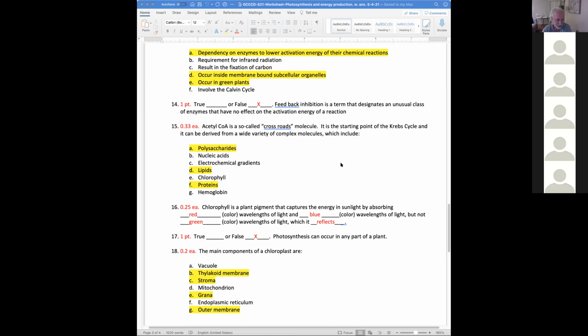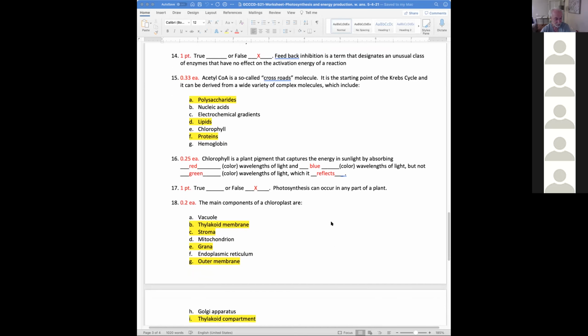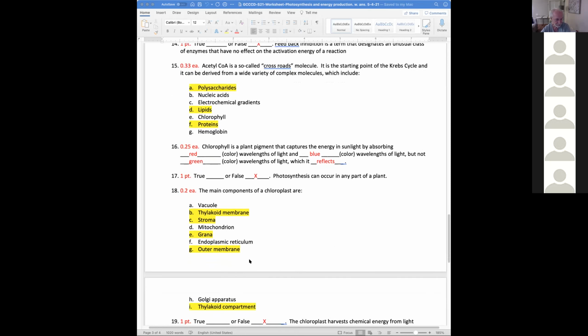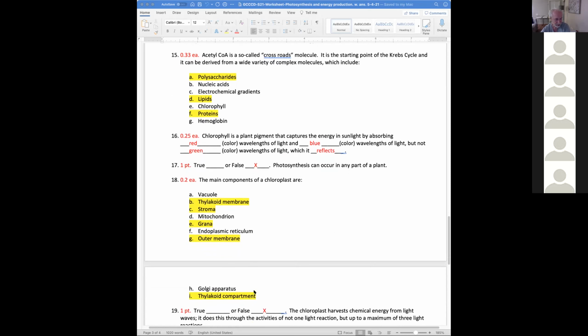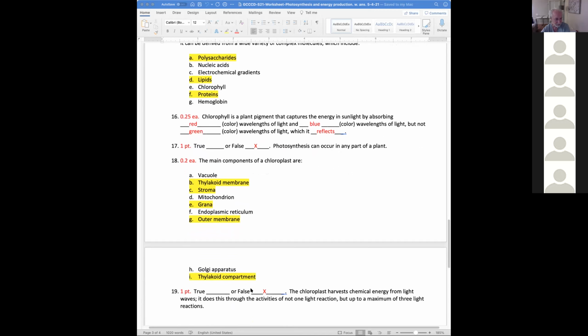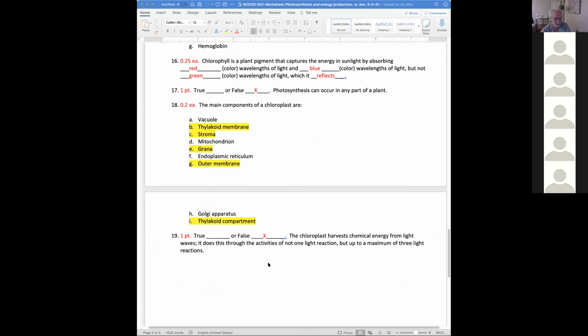Photosynthesis can occur in any part of a plant. That's wrong. It does not occur in any part that is not green, like the roots. Main components of a chloroplast are the thylakoid membrane, not the vacuole, the stroma, not the mitochondrion, grana, not endoplasmic reticulum, the outer membrane, and the thylakoid membrane. So there are 5 elements on this list that are components of a chloroplast.